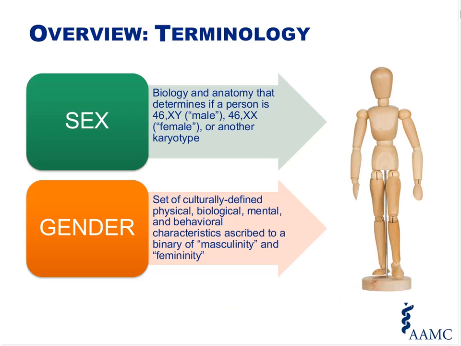But gender is a much more complex overlay on the idea of sex, and that's a culturally defined concept that incorporates physical, biological, mental, and behavioral characteristics that we then ascribe the term masculine or feminine to. And sometimes sex and gender are concordant with one another. Sometimes we would say that they might be discordant, or they're just a natural expression of one's own identity.